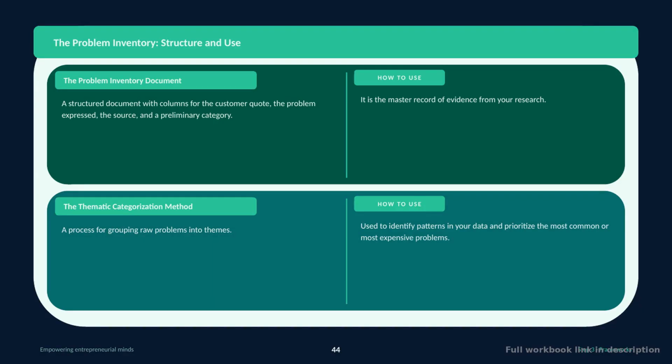You have two tools for this lesson. First, the problem inventory document. This is a structured document with columns for the customer quote, the problem expressed, the source, and a preliminary category. It is the master record of evidence from your research. Second, the thematic categorization method. This is a process for grouping raw problems into themes. It is used to identify patterns in your data and prioritize the most common or most expensive problems.